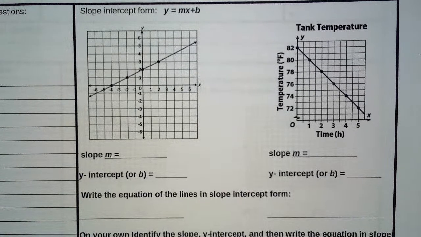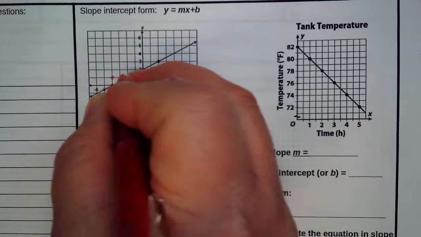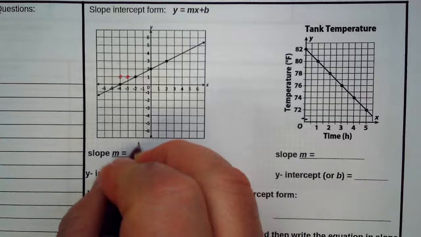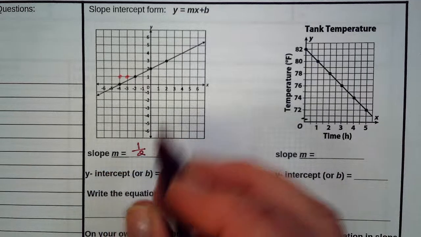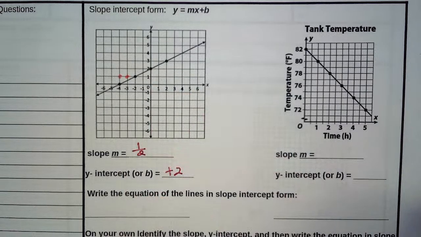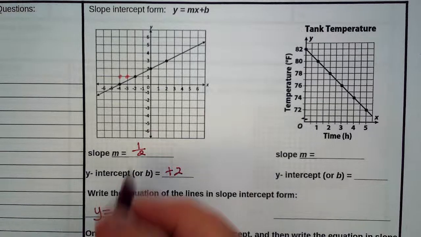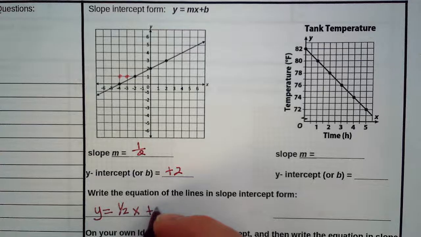So if I'm looking at the first one, my slope is what? They've got lots of points marked for us. So I'm going to go up 1, I'm going over 1, 2. So my slope is up 1, right 2. My y-intercept, it goes across at positive 2. So this is y equals, here's our m, 1/2 x plus 2.